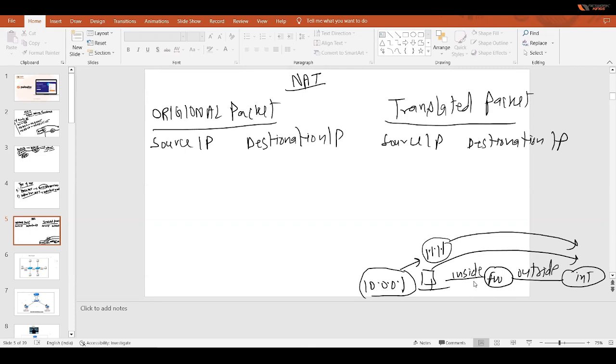So what is the original packet? Original packet, original source. So where the traffic is initiating from this PC. What is the source IP? Source IP is 10.0.0.1. That is clear. Okay. What is the destination IP?